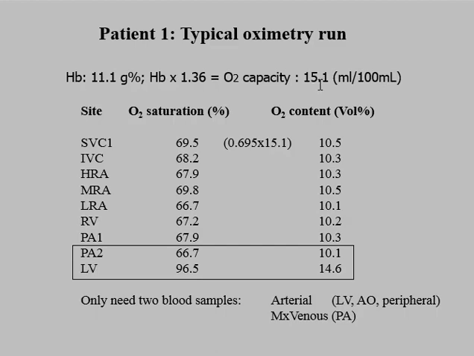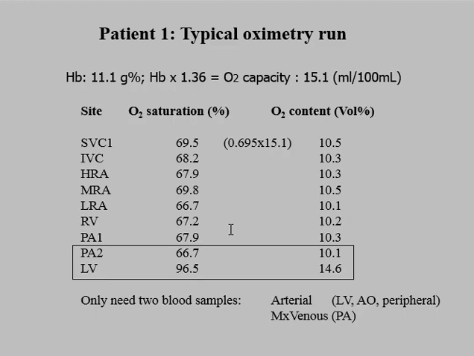So there is 15.1 mils of oxygen in every 100 mils of blood, 15.1%. So it's a relatively simple process. Analyze your blood sample, get your hemoglobin, multiply it by 1.36, and get your oxygen carrying capacity, which is your maximum theoretical carrying capacity of blood for oxygen.